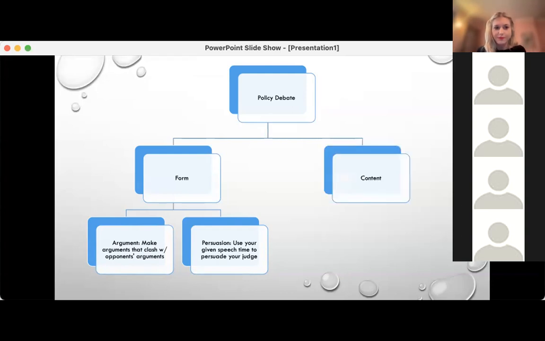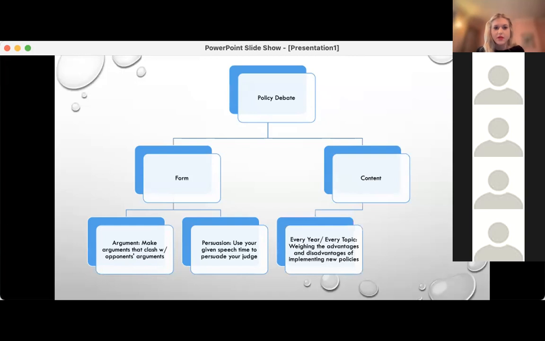But on the other side of policy debate is learning about the topic, learning about what we debate about. So that's the content. So every year in debate, we have a new topic. And each year, regardless of what the topic is, we weigh the advantage. Debate is about weighing the advantages and disadvantages of implementing a new policy.